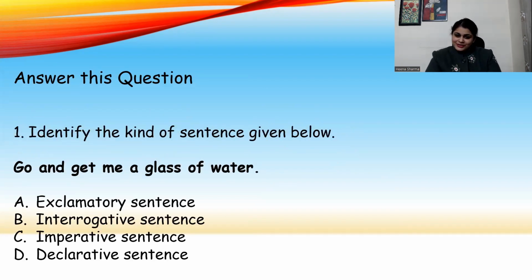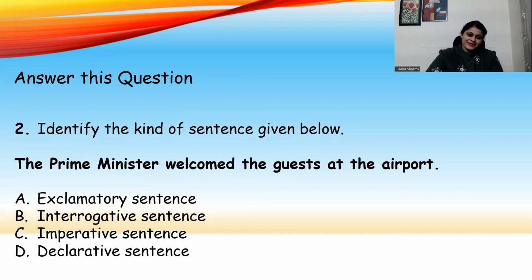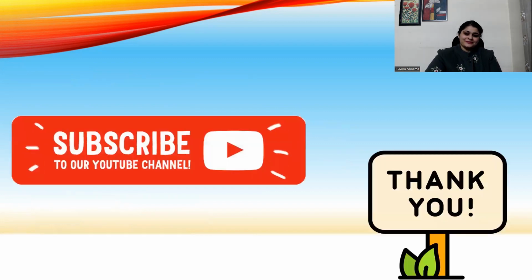So answer this question in the comment section. Identify the kind of sentence given below. "Go and get me a glass of water." So there are four options. You have to choose one and answer this in the comment section. Let's see who wins. Who's the one who gives the answer first? "The Prime Minister welcomed the guests at the airport." Which kind of sentence is this? I will be waiting for your answers.